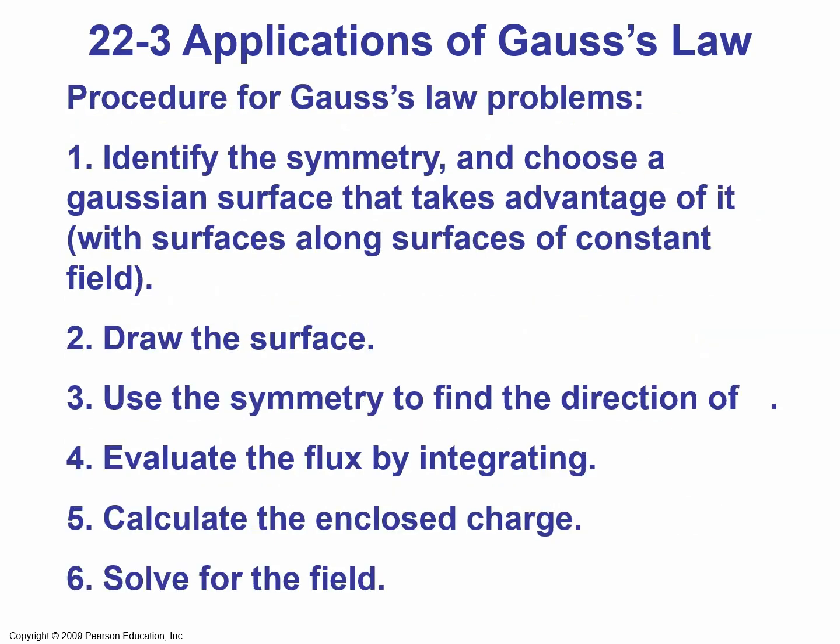Therefore, the procedure for a Gauss's law problem includes these steps. The first one is to identify the symmetry and choose a Gaussian surface that takes advantage of it, with surfaces along surfaces of constant field. 2, draw the surface. Third, use the symmetry to find the direction of the electric field. 4, evaluate the flux by integrating. The 5th step is to calculate the enclosed charge. And finally, the 6th step is to solve for the field.